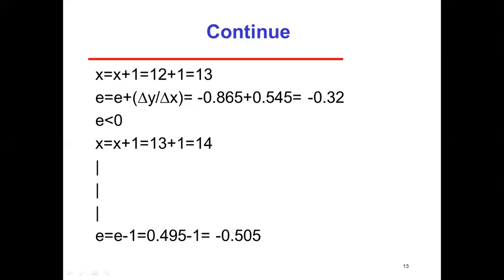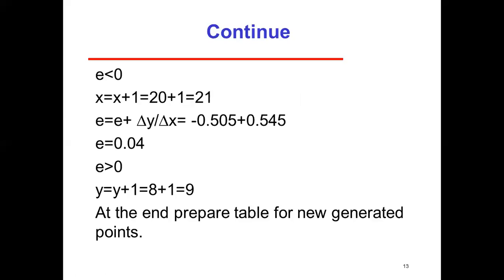So we will do the calculation in a similar fashion until we achieve the final point. This will depend on the value of the error term, whether we get a positive or negative sign, and ultimately at the end we will reach the final point 21. Again we will get a positive value, and like this we will write E is greater than 0, then y is equal to y plus 1, 9. At the end we will prepare a table for the newly generated function.